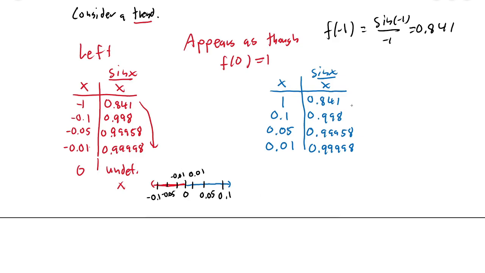And same thing when we consider what's happening on the right-hand side. Actually, you end up getting the same values because it turns out that sine of x over x is an even function. But notice it's the same trend. This at 0 here, it looks like it should be 1. It's not. Again, it's undefined.